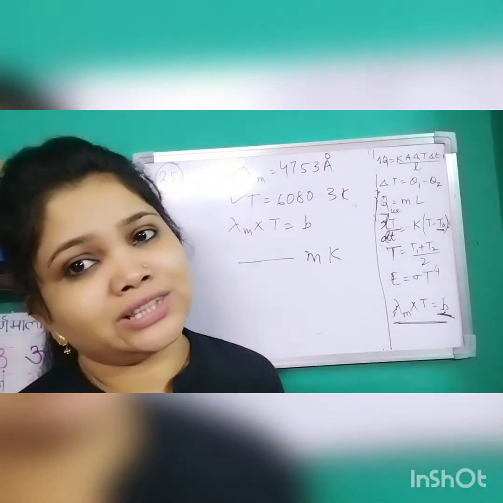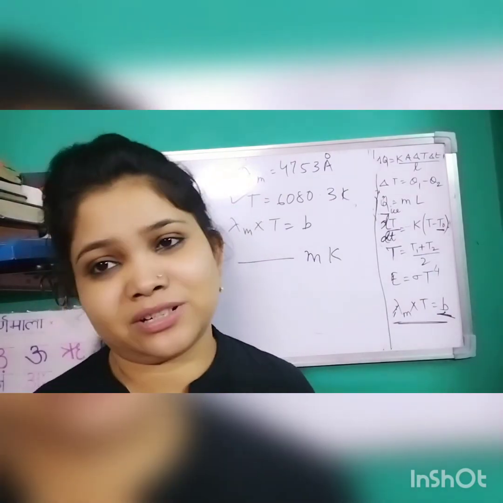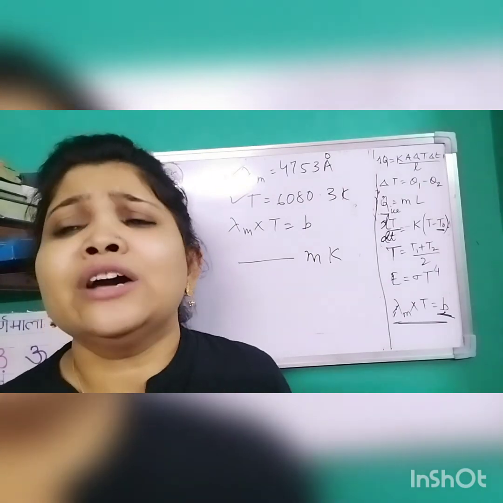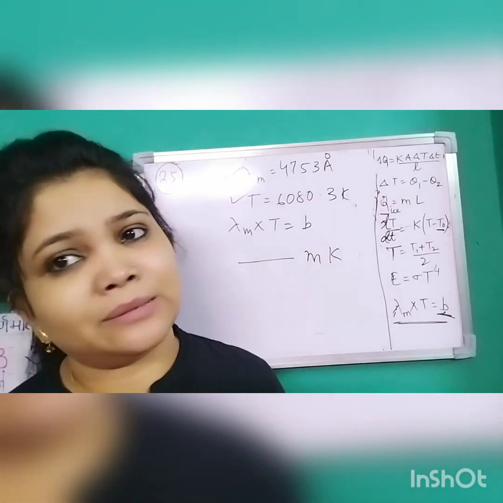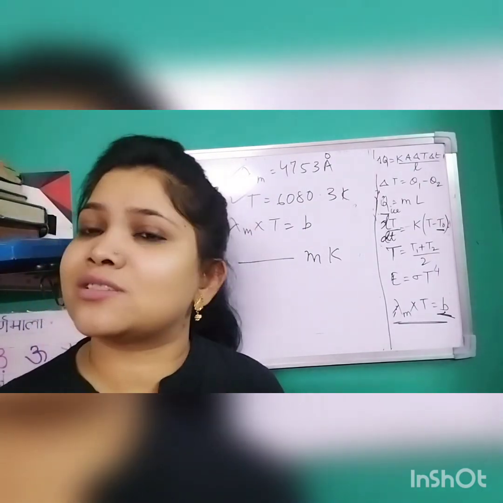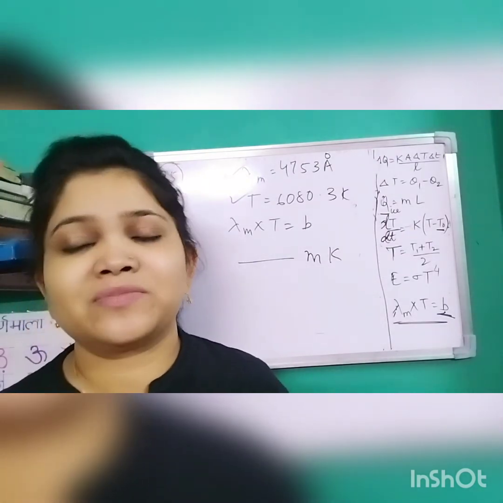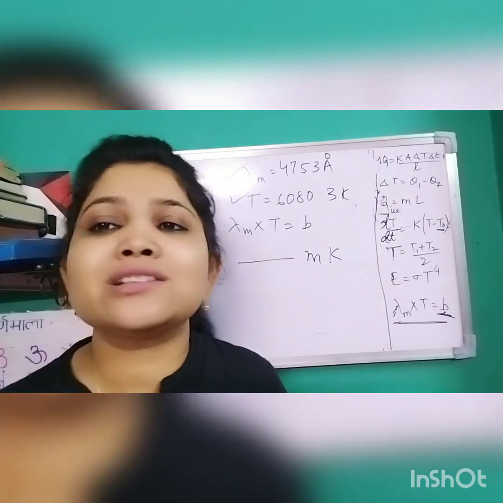So with this we finish off the heat transfer sums. You see here there are basically only 4 formulas we are doing sums with: one is the thermal conductivity formula, one is Newton's law of cooling, one is Stefan's law, and one is Wien's displacement law. Nothing else is there. So it's a very easy chapter.